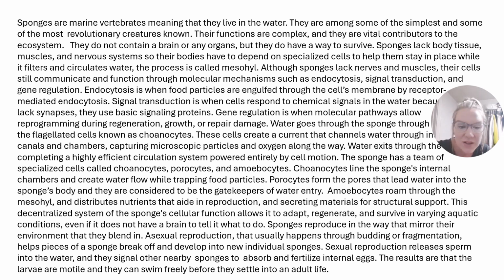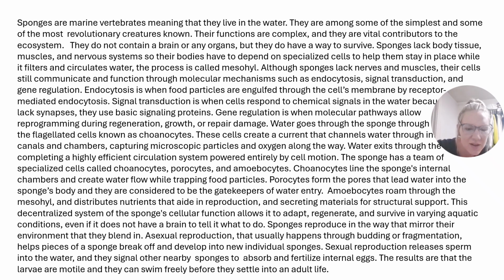Water goes through the sponges through flagellated cells known as, I can't say the sinusoids. These cells create a current that channels the water into the other canals and chambers, and it captures the microscopic particles and oxygen along the way. I think of a water sponge. Water exits through the complete out. Oh, sorry, I am reading, but sorry.